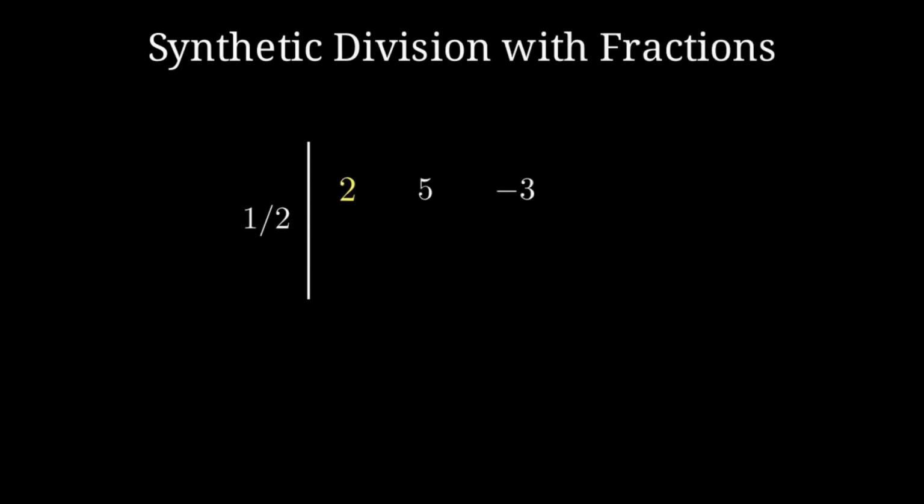Half of 2 is 1, adding that to 5 gives us 6. Half of 6 is 3, which cancels out the -3. We have successfully found our second root at x equals 1/2.